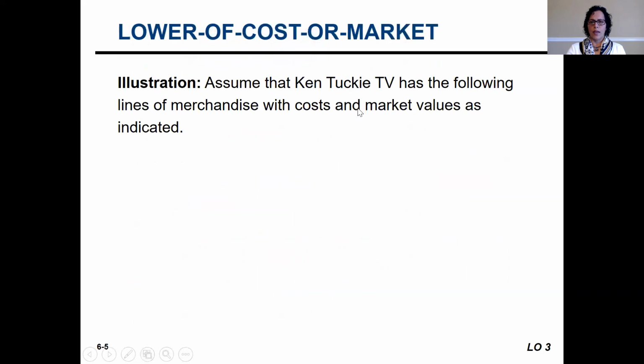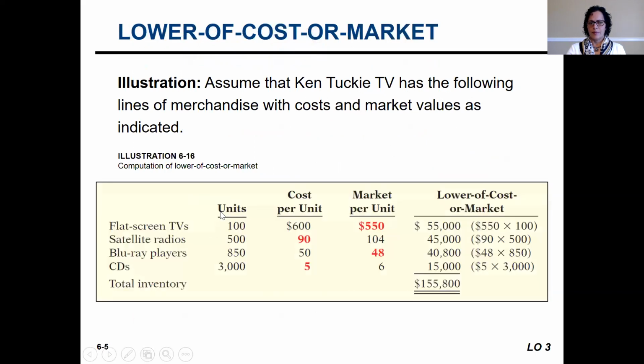So assume that we have Kentucky TV that has the following line of merchandise. We have the cost and the market value as indicated. So we have these 4 types of merchandise, how many units we have, and the cost and the market value, that's a replacement value. So what we call market is replacement value. So flat screen TVs that the company had purchased at $600 a piece is now only $550 a piece. So I need to recognize it at $550 and not at $600. So I'm basically taking a $50 loss right now.